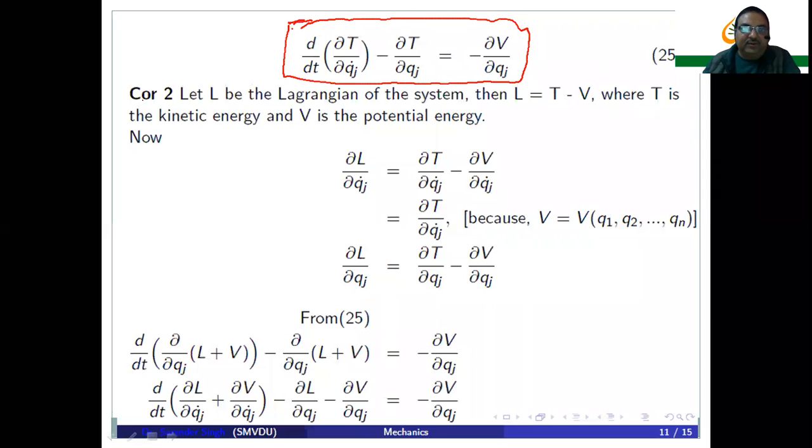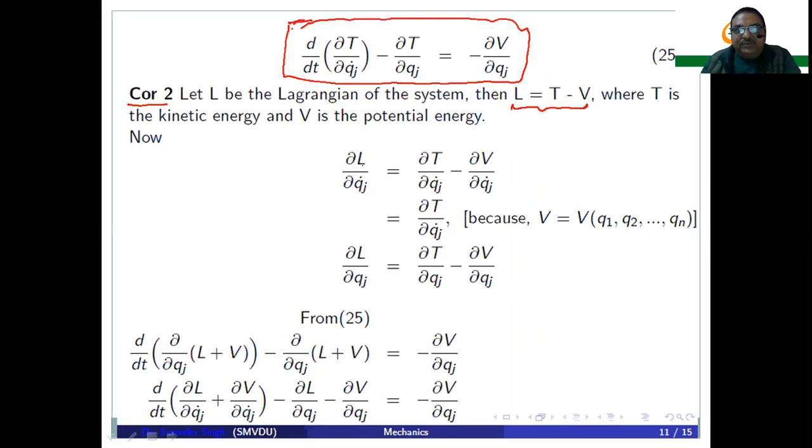Now move on to corollary 2. Let L be the Lagrangian of the system, then we denote L equal to T minus V. T is the kinetic energy and V is the potential energy. So you should keep in your mind, this is a very important term, Lagrangian. The Lagrangian of a system is given by L equal to T minus V, means kinetic energy minus potential energy.